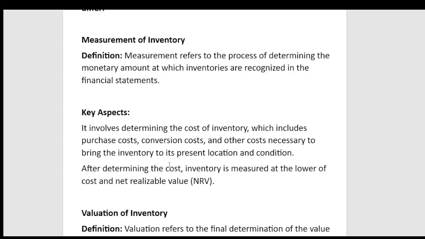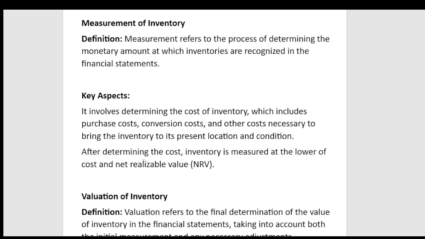Is it confusing somehow? Measurement just deals with money, the monetary amount. But inventory should be measured at the lower of cost and net realizable value. So measurement deals with the monetary aspect.